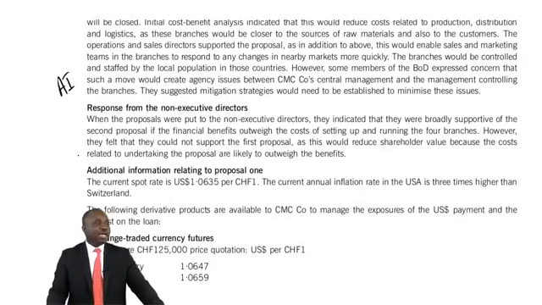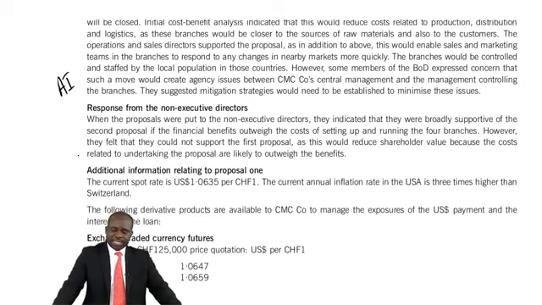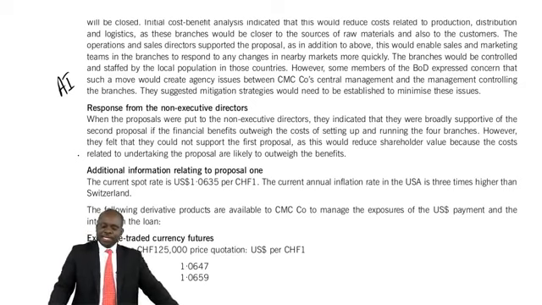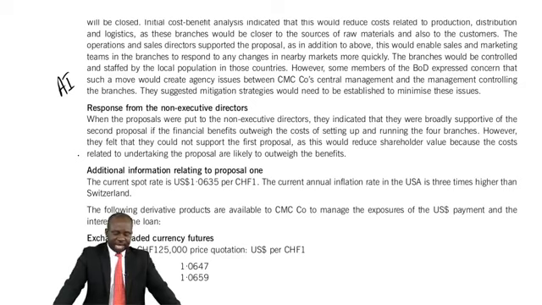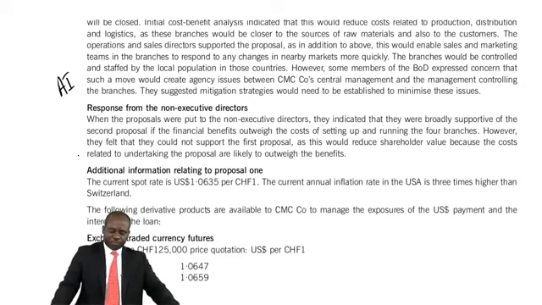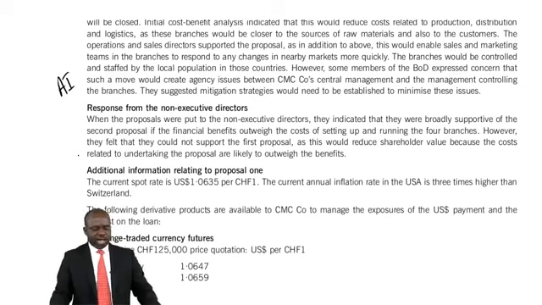Response from the non-executive directors. When the proposals were put to the non-executive directors, they indicated that they were broadly supportive of the second proposal if the financial benefit outweighed the cost of setting up and running the 4 branches. However, they felt that they could not support the first proposal, as this will reduce shareholder value because the costs related to undertaking the proposal are likely to outweigh the benefit.